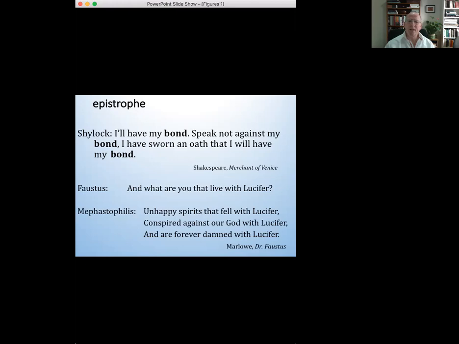But that one particular figure can have different effects. Here's another epistrophe from Marlowe's wonderful play, Dr. Faustus. Faustus says, "And what are you that live with Lucifer?" And Mephistopheles, who does live in hell with Lucifer, says, "Unhappy spirits that fell with Lucifer, conspired against our God with Lucifer, and are forever damned with Lucifer." That's pretty grim, isn't it? In part because of the epistrophe, a series of consecutive lines all ending with the same word, in this case, Lucifer.